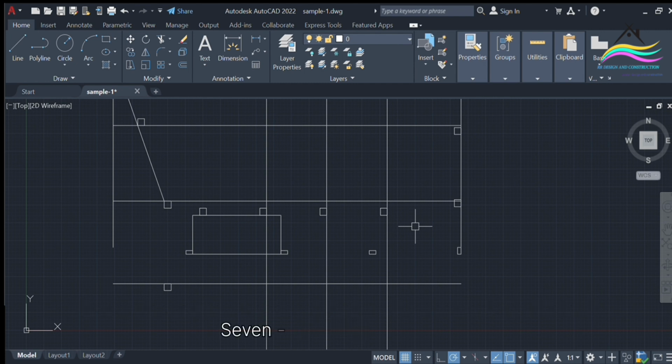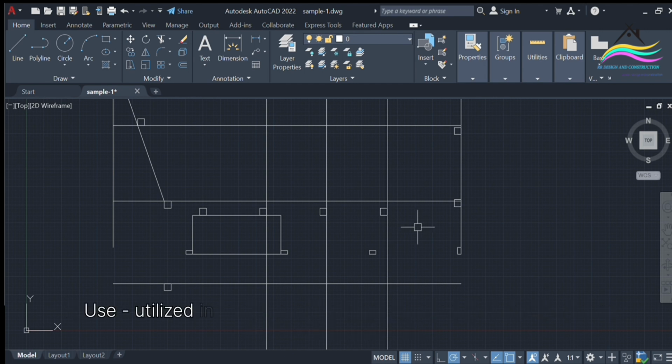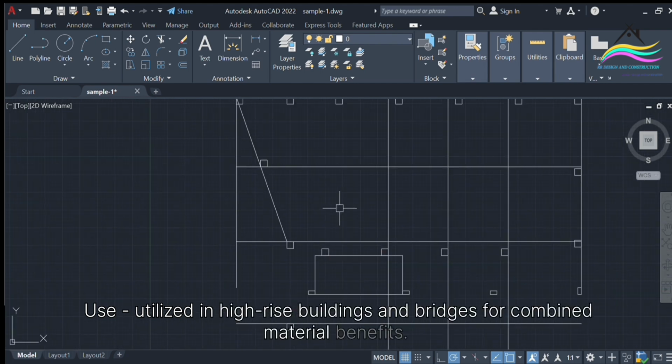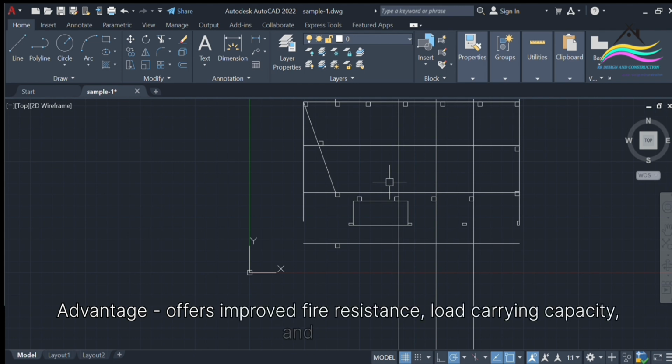7. Composite columns. Construction: made of a combination of materials, e.g., steel core encased in concrete. Use: utilized in high-rise buildings and bridges for combined material benefits. Advantage: offers improved fire resistance, load-carrying capacity, and ductility.